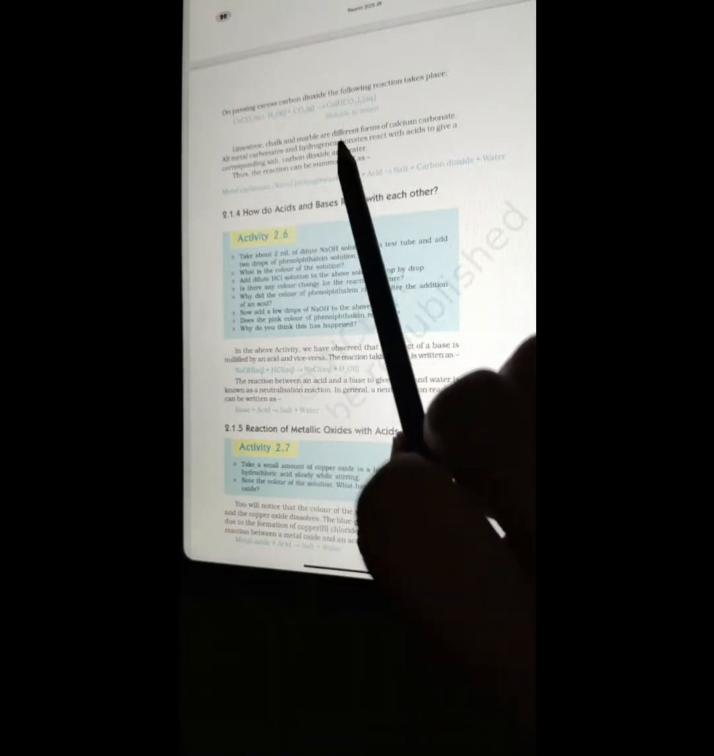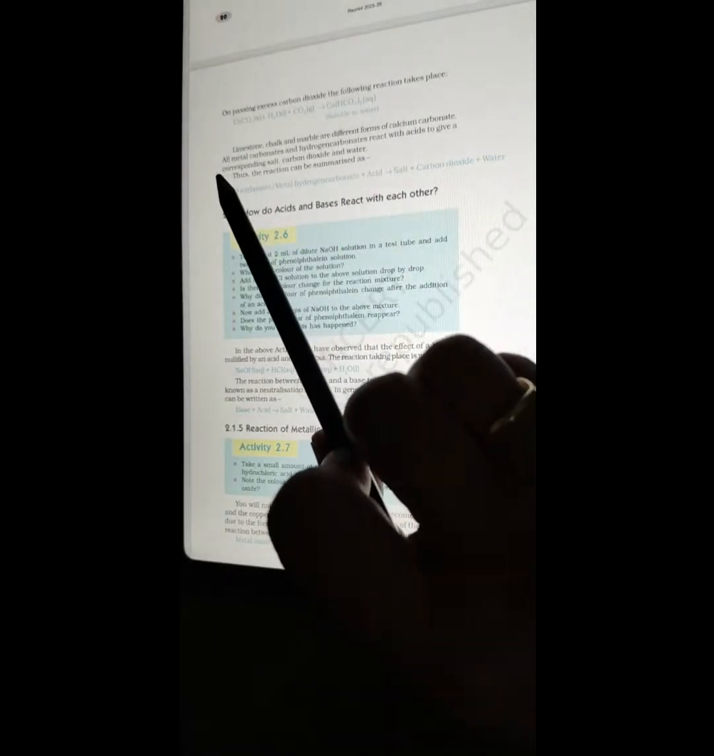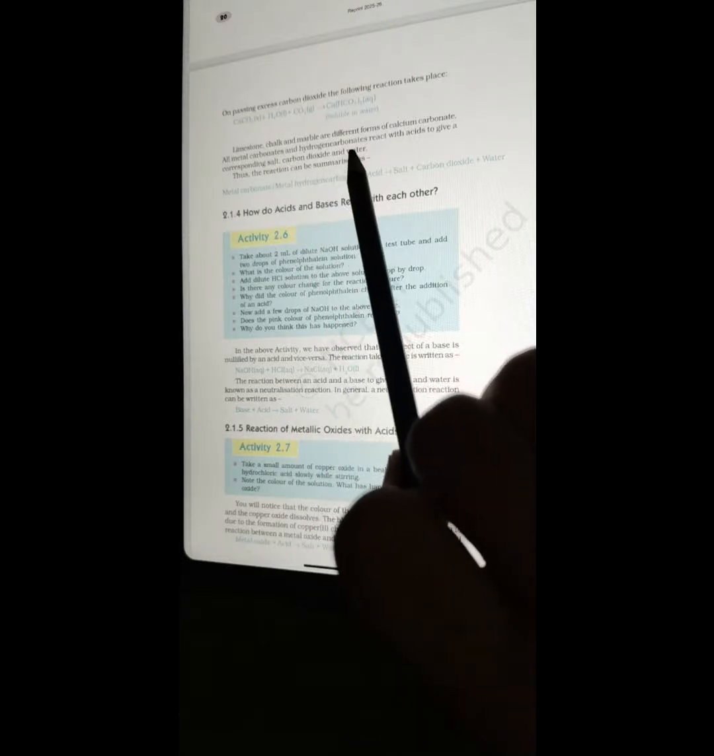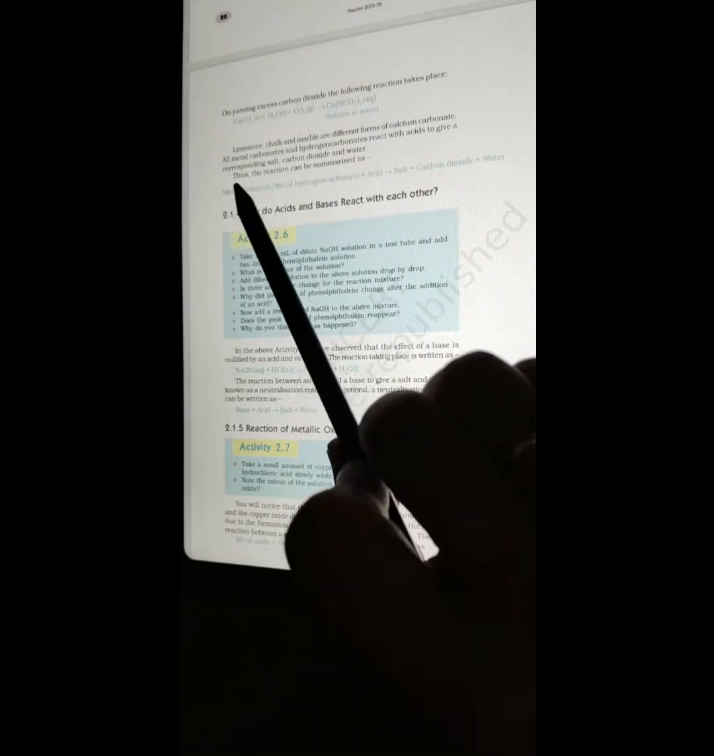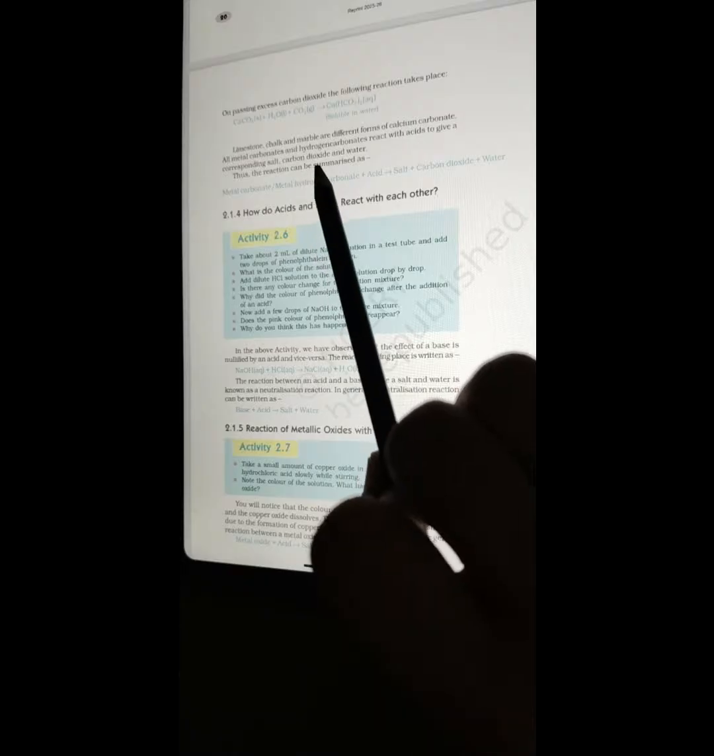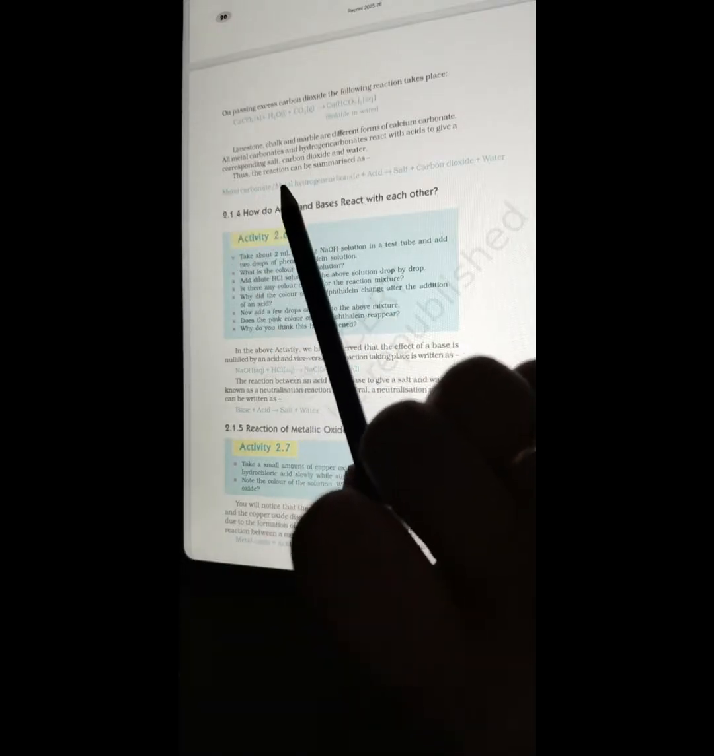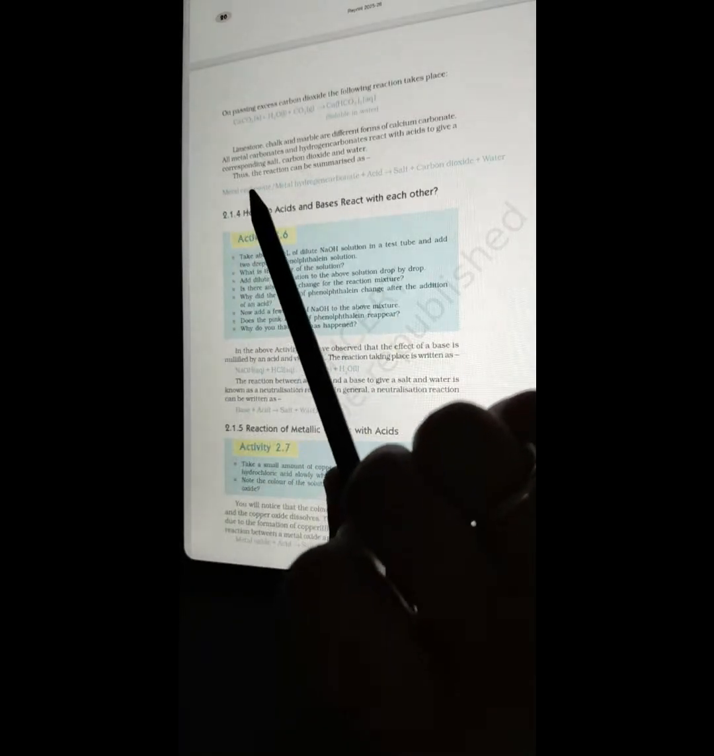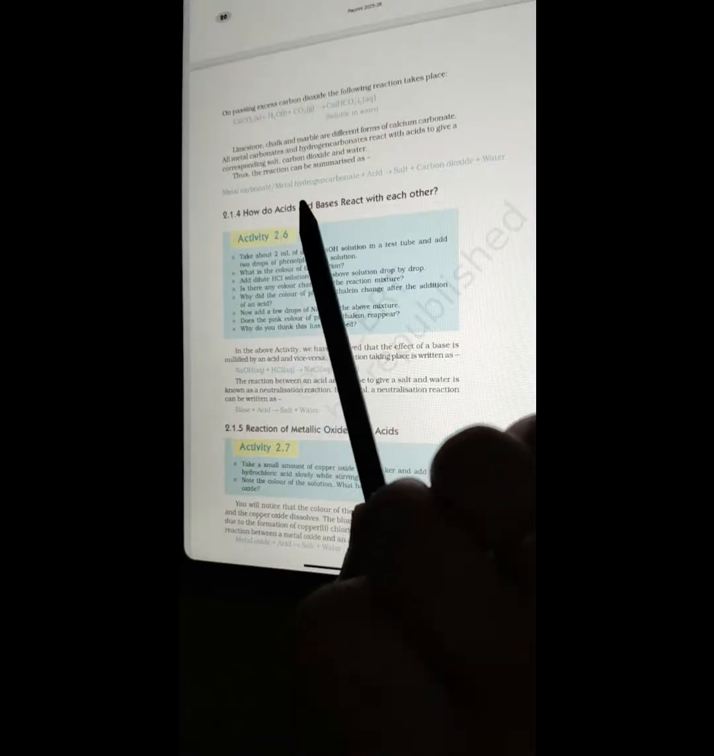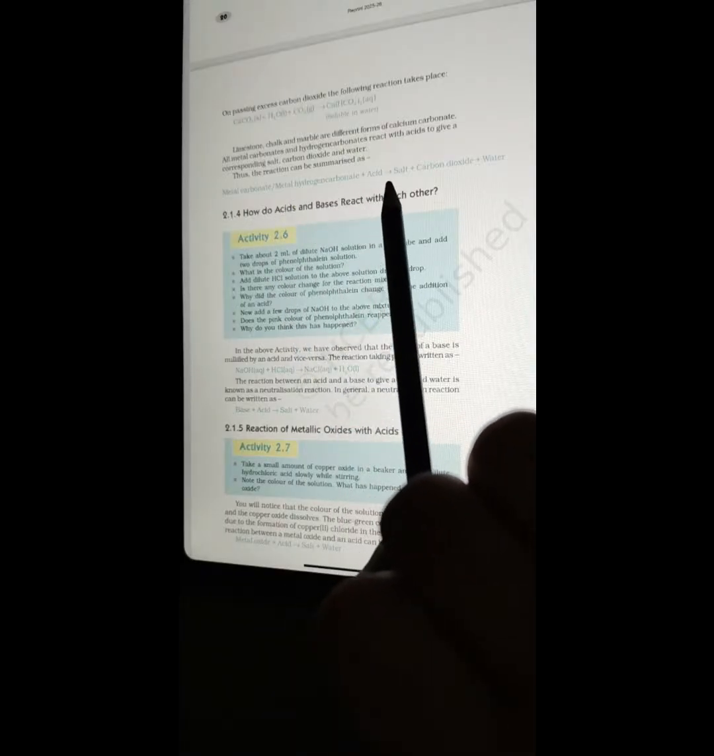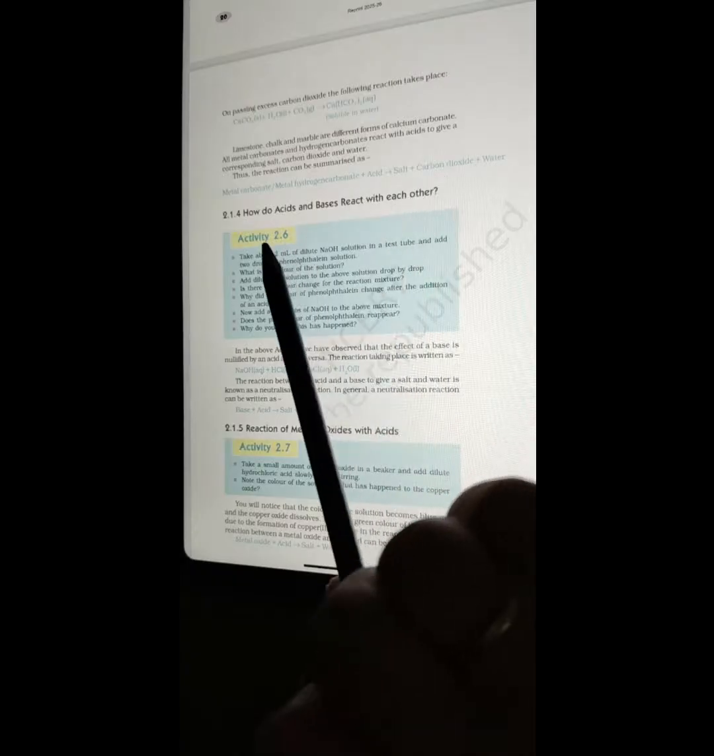Limestone, chalk, marble are different forms of calcium carbonate. All metal carbonates and hydrogen carbonates react with acids and give a corresponding salt, carbon dioxide, and water. Thus, the reaction can be summarized as metal carbonate or metal hydrogen carbonate plus acid will give you salt, carbon dioxide, and water.